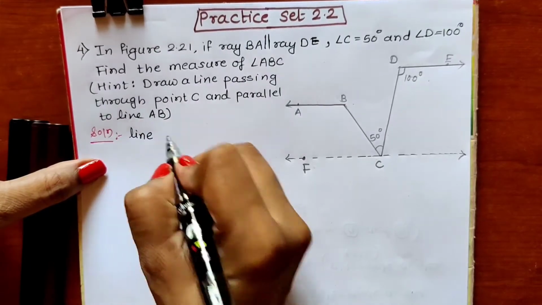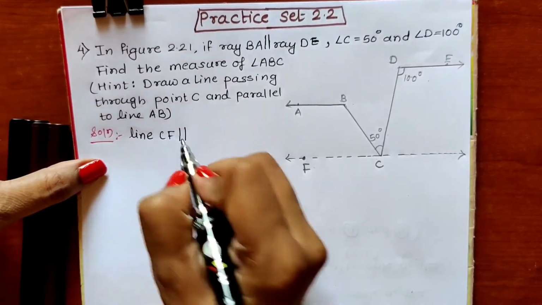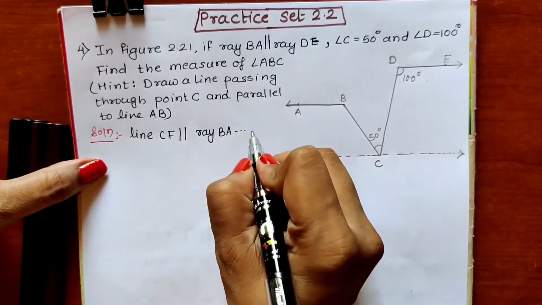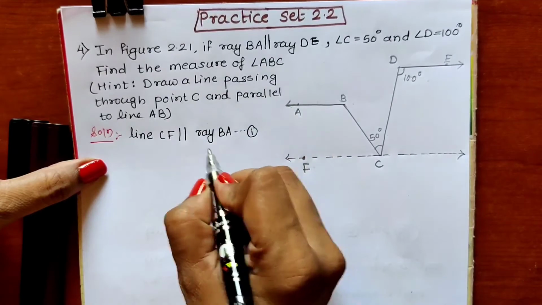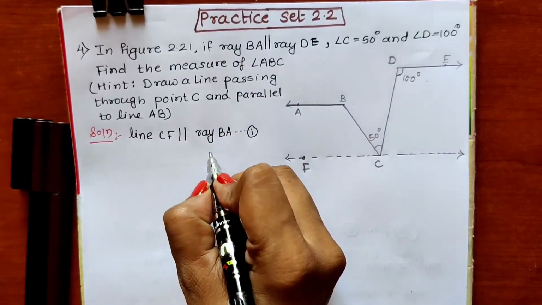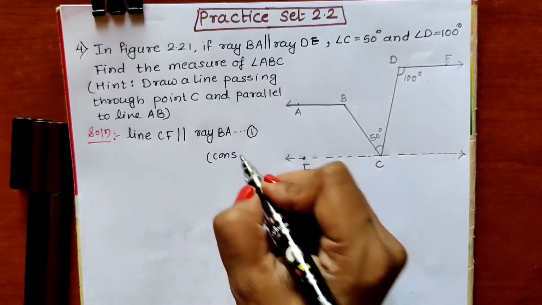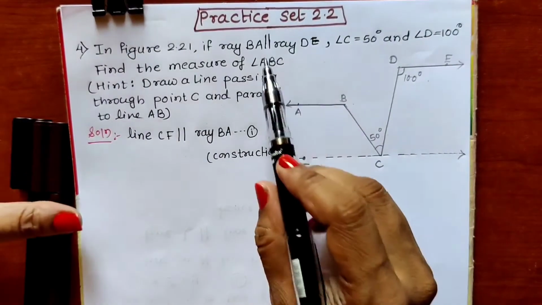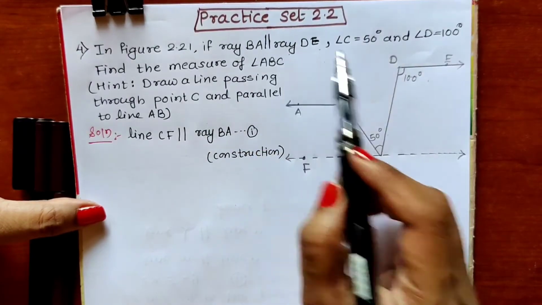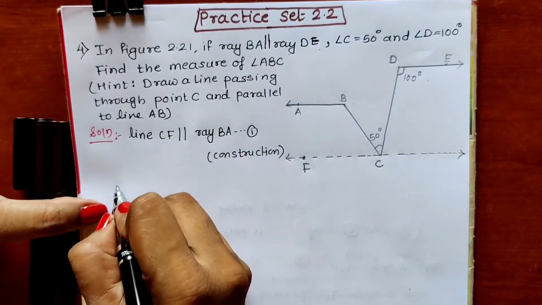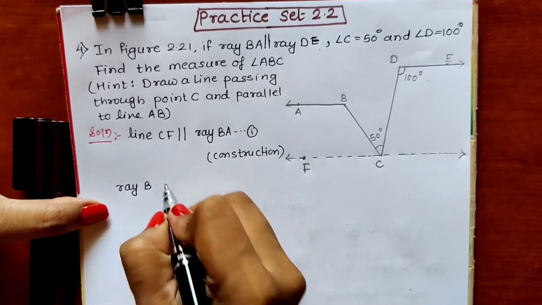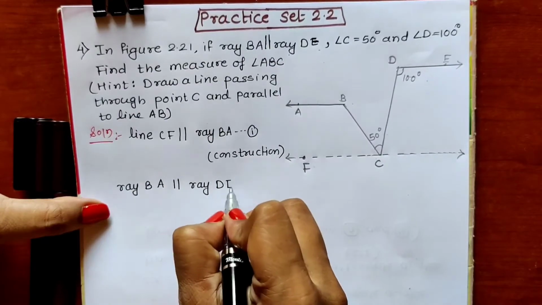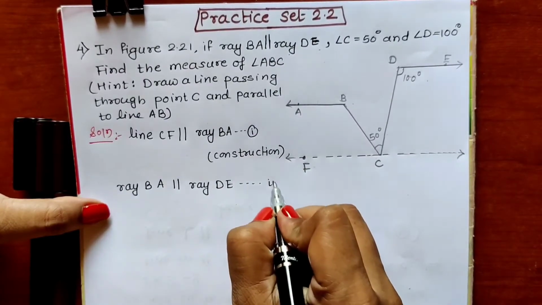Line CF parallel to ray BA. This is statement number 1. What should be the reason for this? This is construction. We have constructed a line. So the reason is construction. Now this is given to us, ray BA is parallel to ray DE. So I will be writing here ray BA is parallel to ray DE. This will be our second statement.